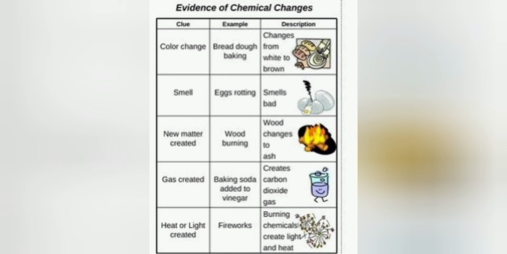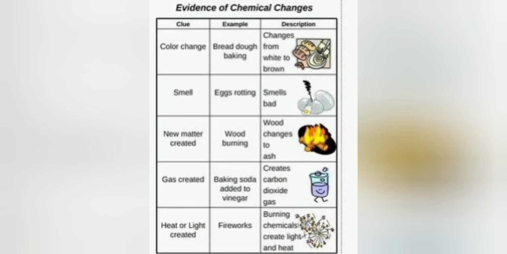Very right, students. So these are some evidences of chemical changes. If there is a color change, what type of change is it? It is a chemical change. If its smell changes, then it is also a chemical change. If new matter is created, the formation of a new product, this is also a chemical change. The formation of gas is also what? Chemical change. Very right, students.